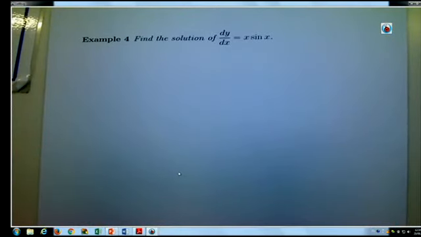Okay, so this is the integral that we just did here, and I did it wrong. Okay, so let's do it properly.